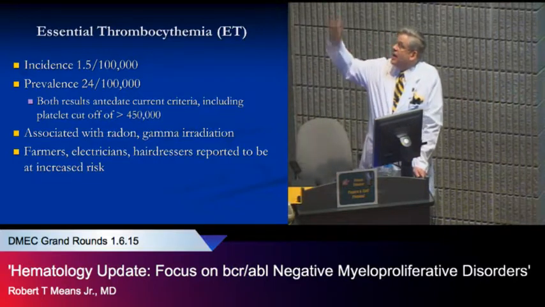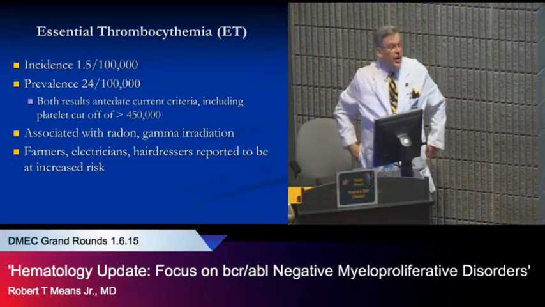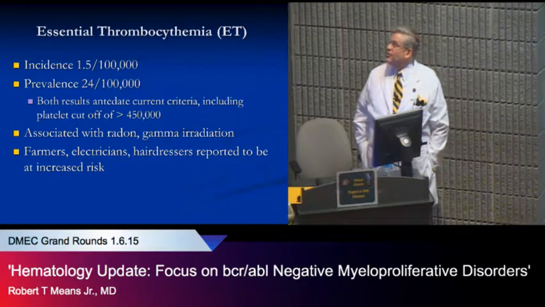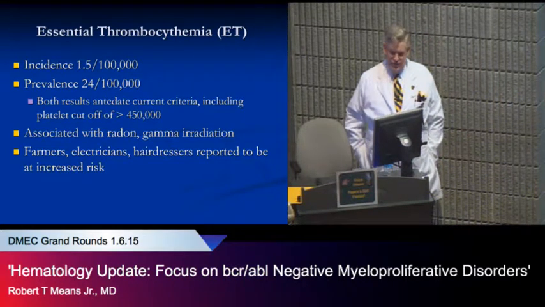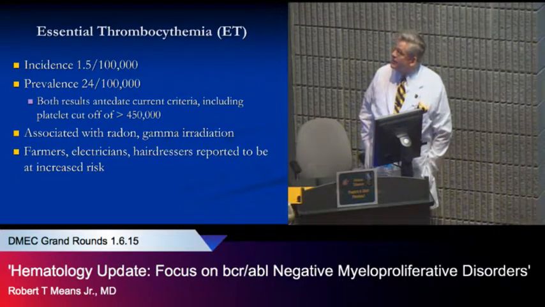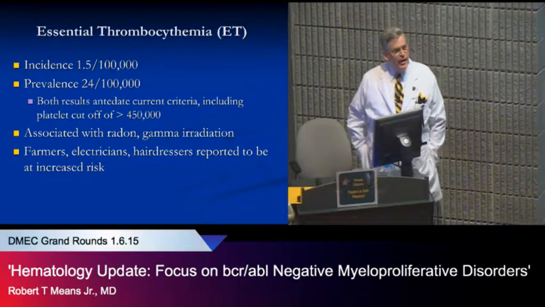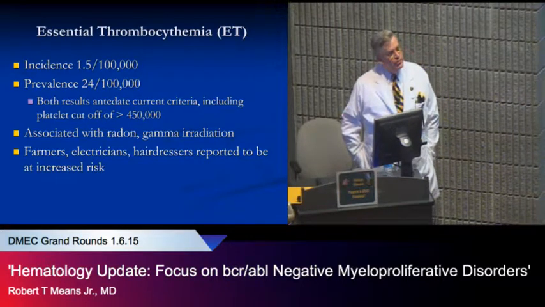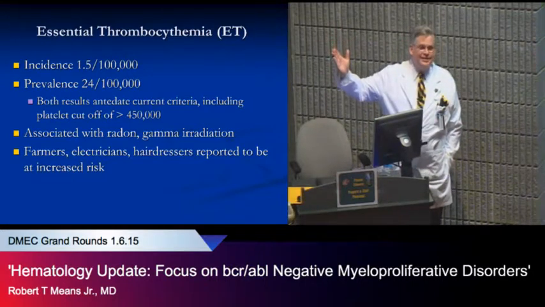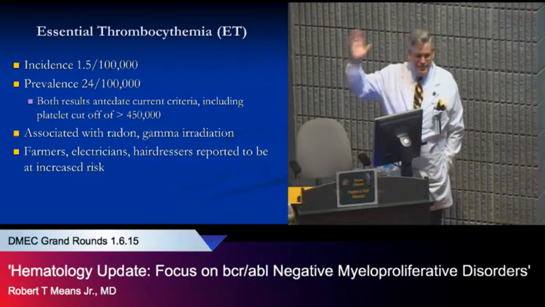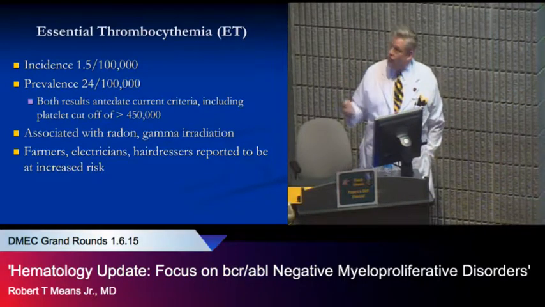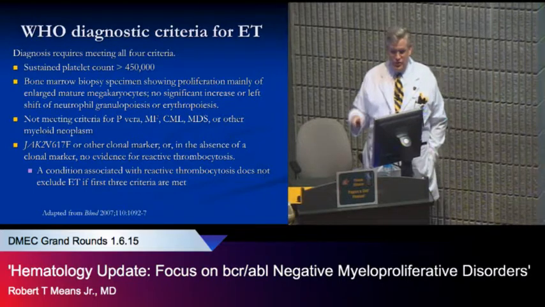It's associated, like a lot of myeloproliferative disorders, with radon, which is common around here, or gamma irradiation. Farmers, electricians, and hairdressers on epidemiologic studies are at increased risk, and I don't know if the hairdressers' increased risk is from radon or gamma irradiation, or what else, or just toxic effects of various hair products. But in any event, those are the occupations listed as increased risk.